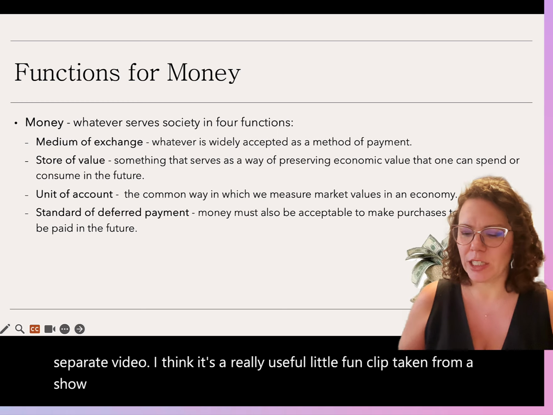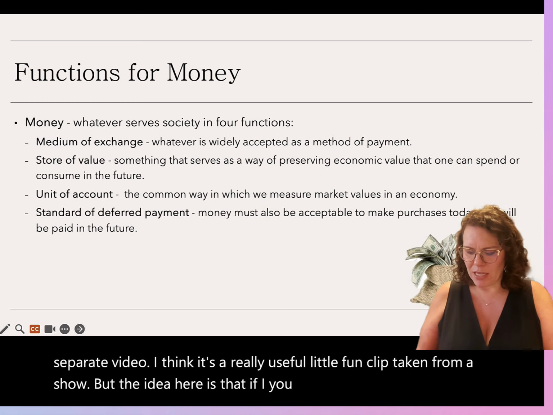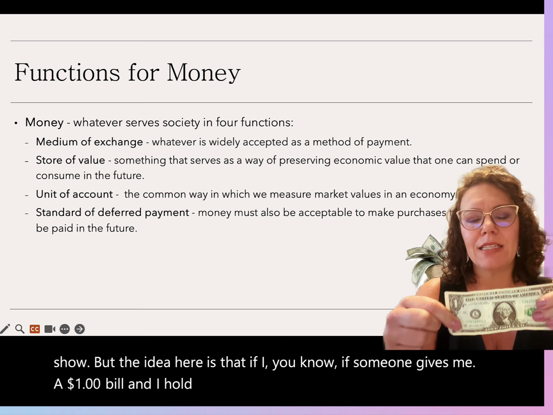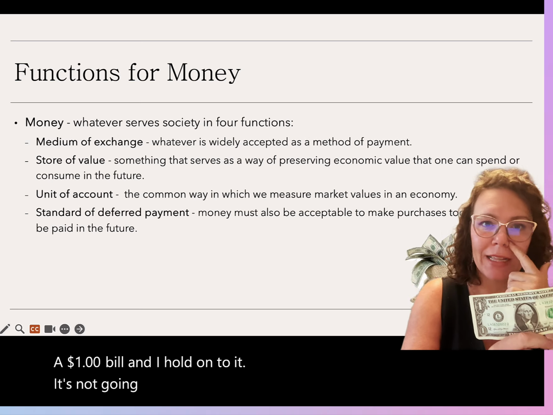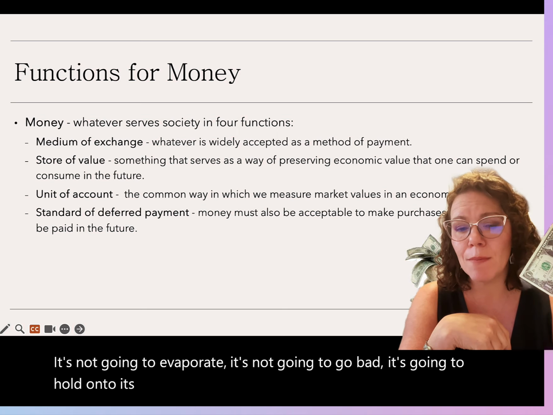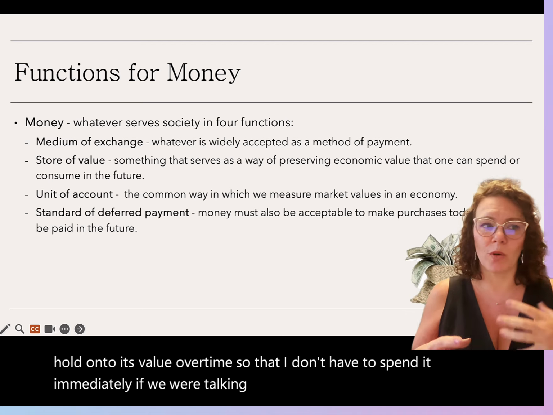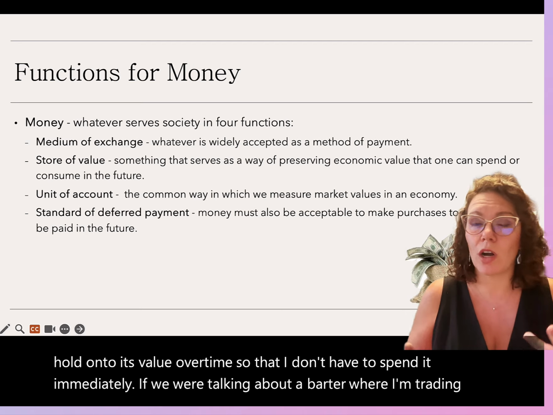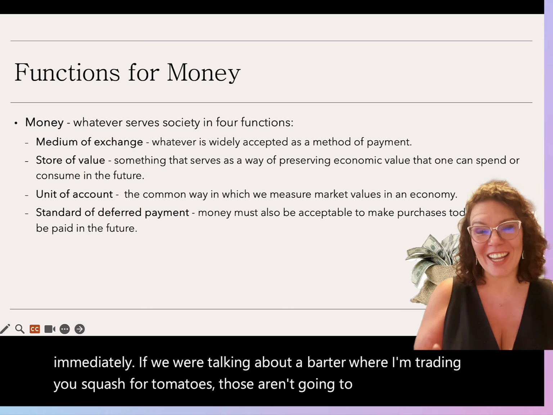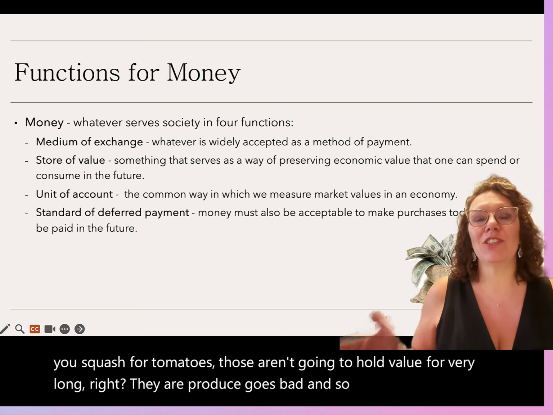But the idea here is that if someone gives me a $1 bill and I hold on to it, it's not going to evaporate. It's not going to go bad. It's going to hold on to its value over time so that I don't have to spend it immediately. If I'm trading you squash for tomatoes in a barter, those aren't going to hold value for very long, right? Produce goes bad, and so the value declines over time.